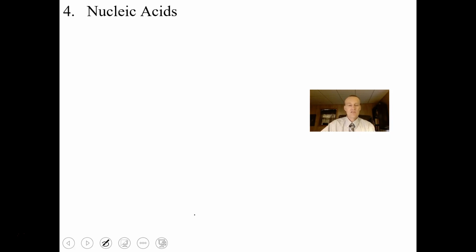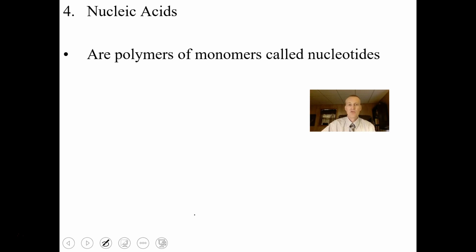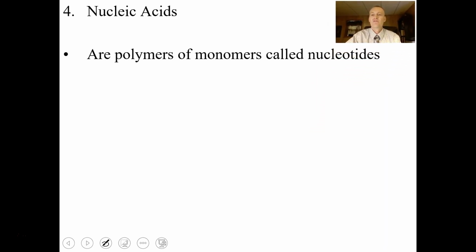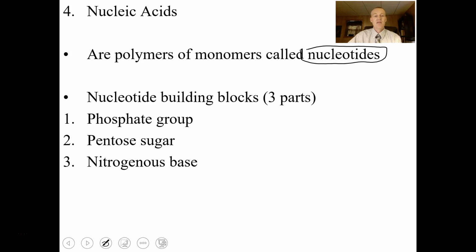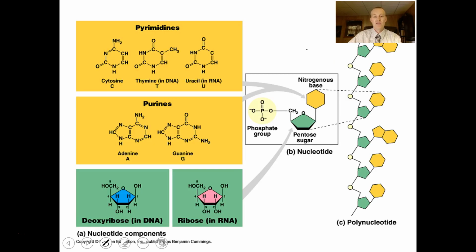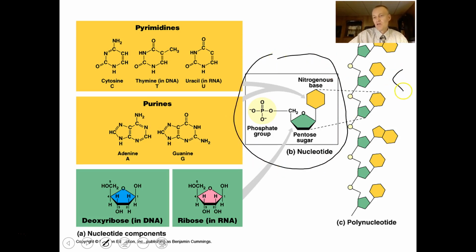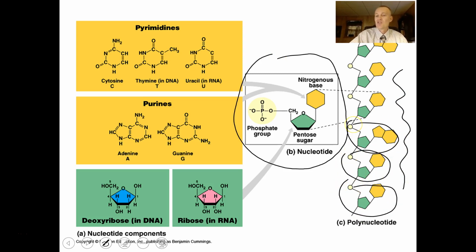And our last of the macromolecules are the nucleic acids, and these are made from monomers called nucleotides. Nucleotides have three parts that they use to build the building block. They have a phosphate group, a pentose sugar, and a nitrogenous base. And this is what a nucleotide looks like here. This is what the actual polymer looks like over here. You can see it has a lot of nucleotides attached together that form the molecule. And so DNA and RNA are molecules that are going to be made of polynucleotides.